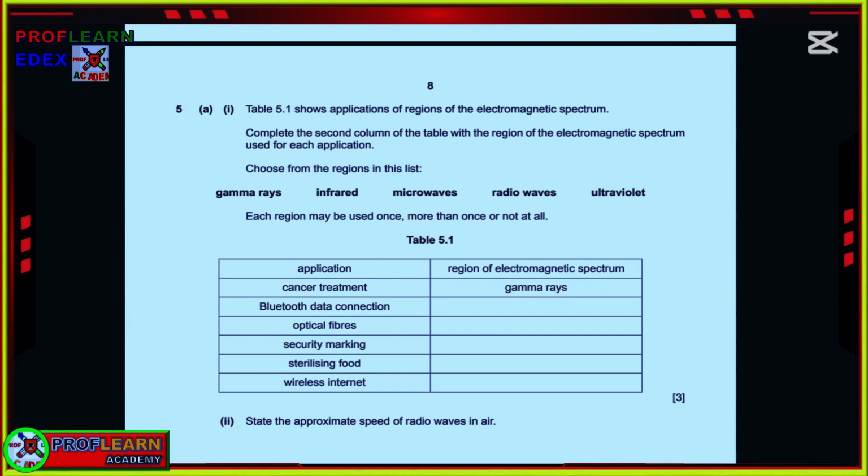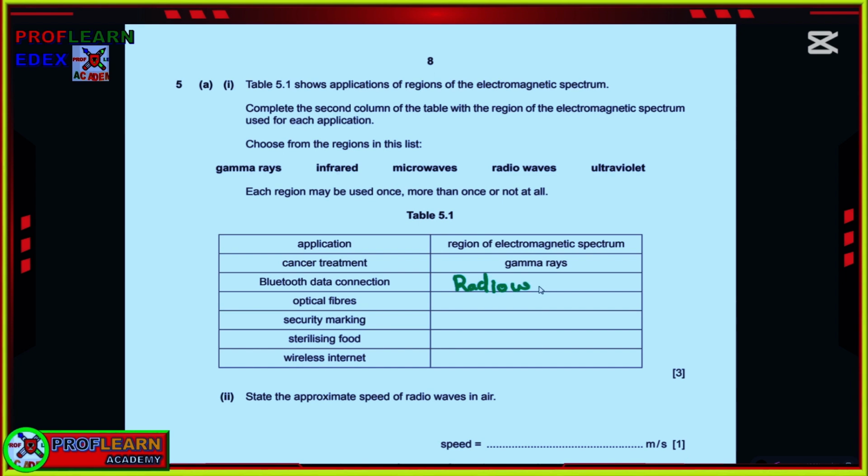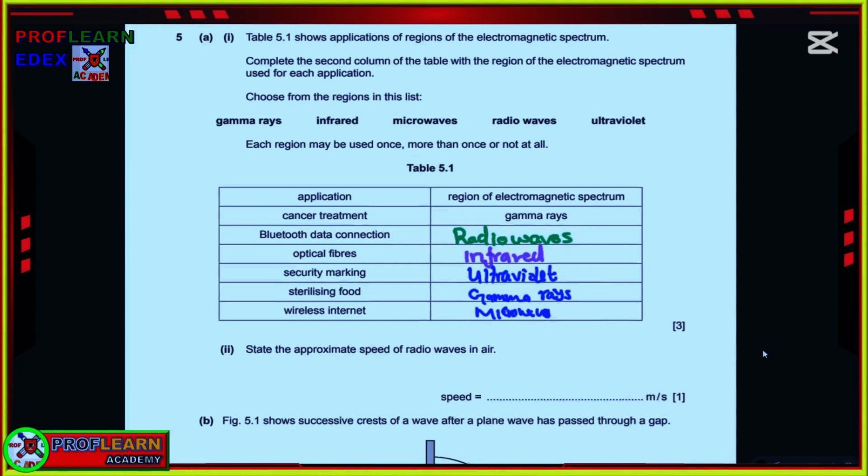Moving to question 5, which is from the electromagnetic spectrum. Choose from the regions in this list. Each region may be used more than once or not at all. Cancer treatment, we use gamma rays. Bluetooth, we use radio waves. Optical fiber, we use infrared. Security marking, we use ultraviolet. Sterilizing medical equipment, we use gamma rays, and wireless internet, we use microwaves. So those are the uses of the electromagnetic waves.